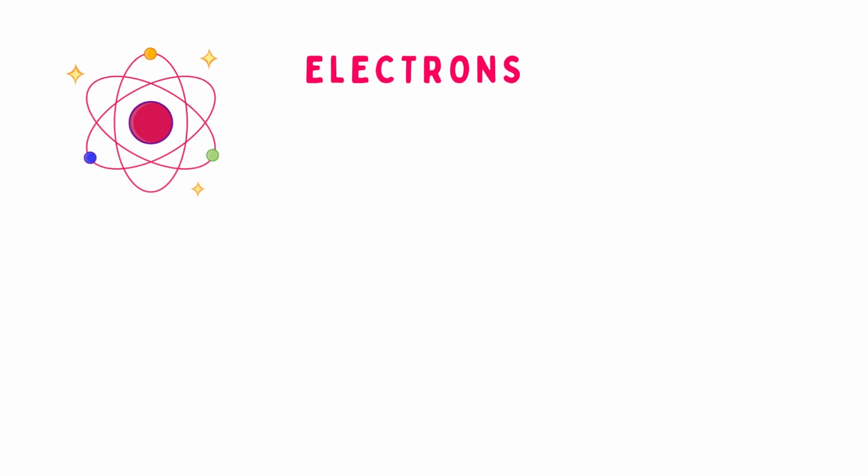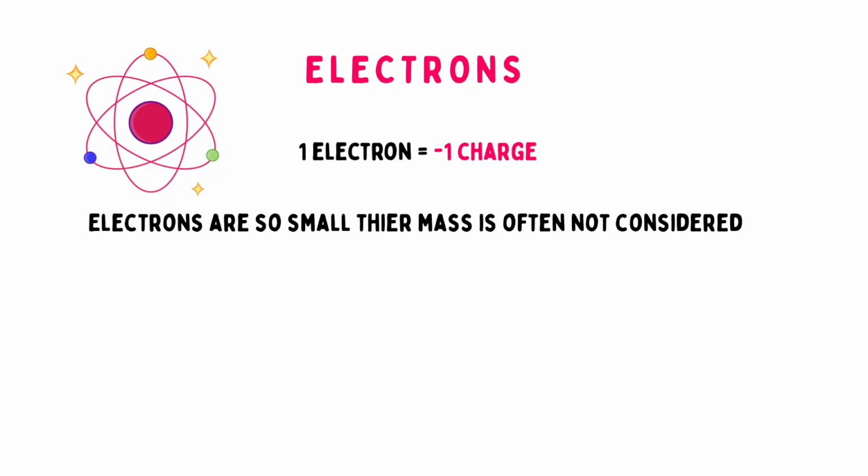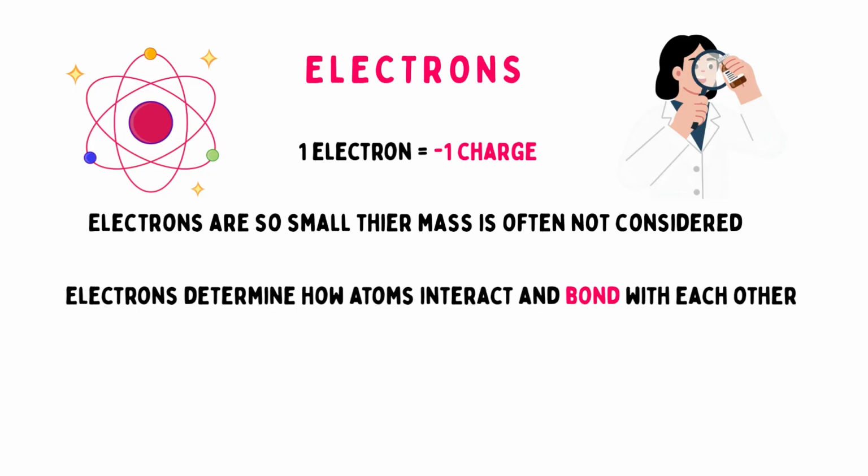Electrons have a negative charge equal in magnitude to a proton, denoted as -1. However, the mass of an electron is 1/2000th of a proton, which is so small it's often negligible, or not considered. Even though electrons are tiny, they play one of the most important roles in chemistry because they determine how atoms interact and bond with each other.